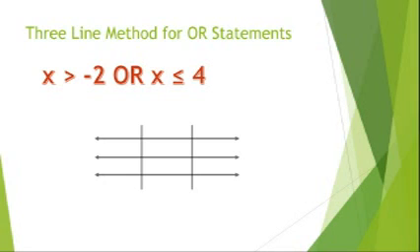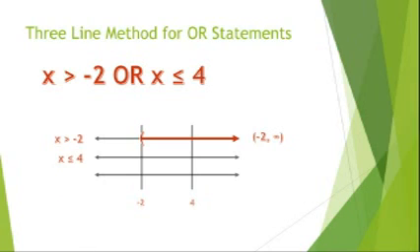Okay, now we're going to look at some OR examples. Here we have x greater than negative 2 or x less than or equal to 4. Again, we'll label our vertical lines negative 2 and 4 and take a look at our first inequality. X greater than negative 2 does not include the endpoint negative 2, so we'll use the parentheses, and it's greater than, so we'll shade everything to the right. This is going to be all the points in between negative 2 and infinity.